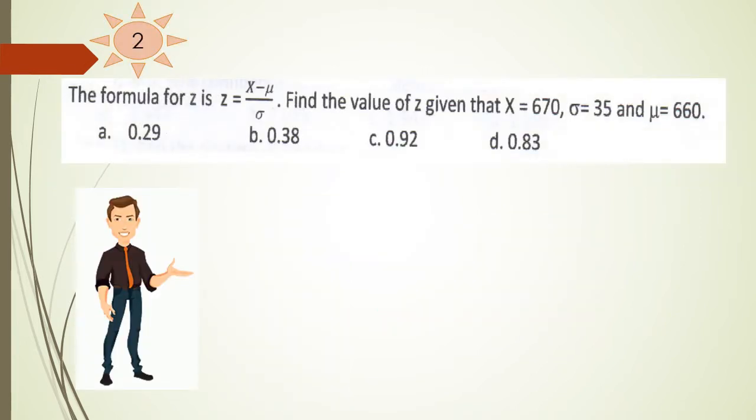Number 2. The formula for Z is Z is equal to X minus mu over sigma. Find the value of Z given that X is equal to 670, sigma is 35, and mu is 660. Letter A, 0.29. Letter B, 0.38, letter C, 0.92, or letter D, 0.83.